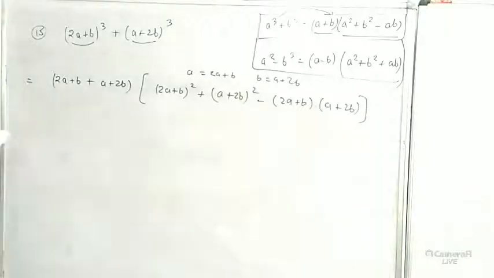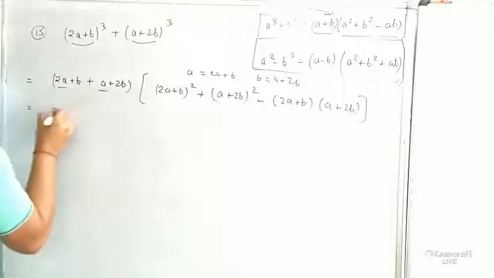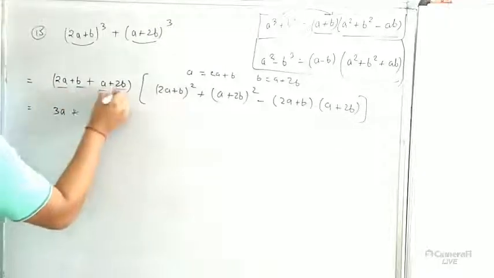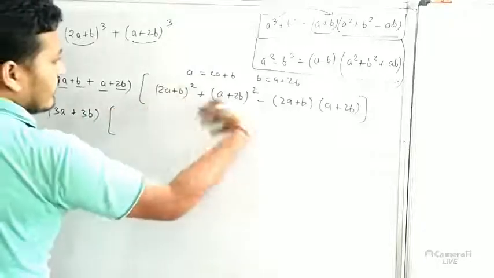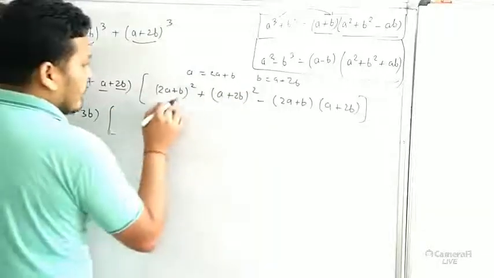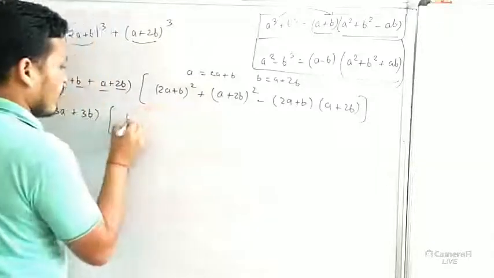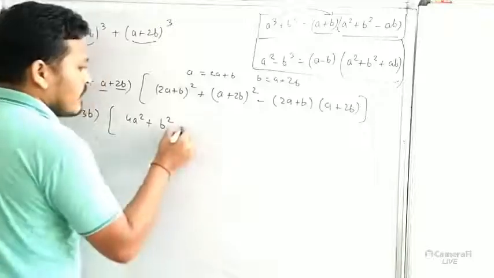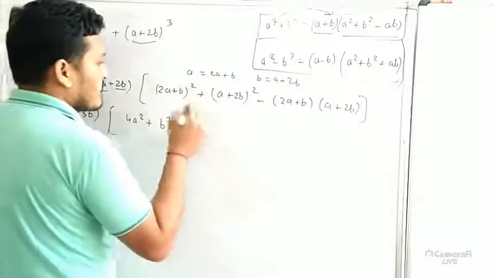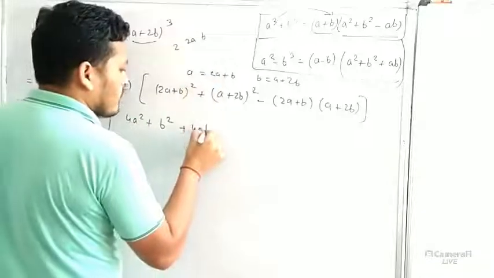This is question number 15. We can solve it: 2a plus a is 3a and b plus 2b is 3b. Next, expand the bracket and solve it. Expanding, it is 2a squared: 2 times 2 is 4a square plus b square, plus 2ab. 2ab means 2 into 2a into b, so 4ab.